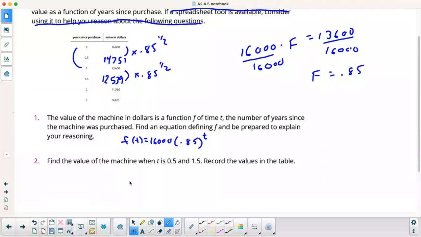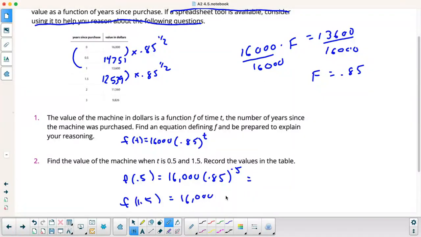I could also, once I find my function, plug it in. So I'm going to go ahead and do that. Whoops, 1.5. And you should get the same numbers here. You should get 14,751, and you should get 12,539. Okay.